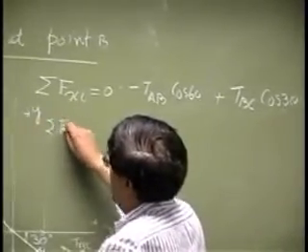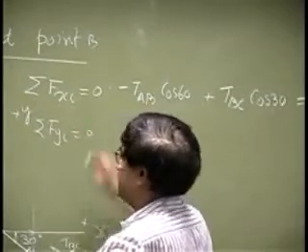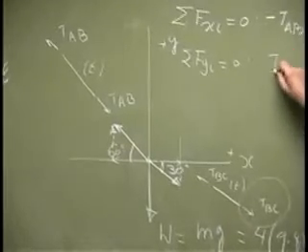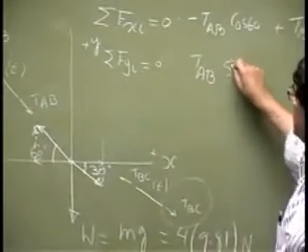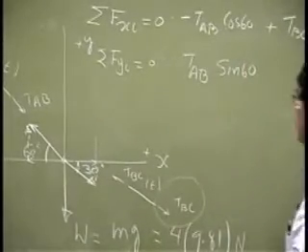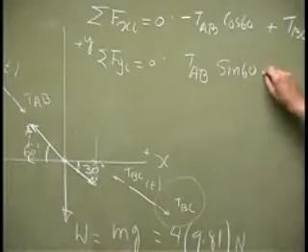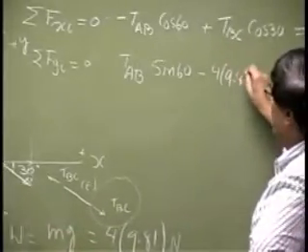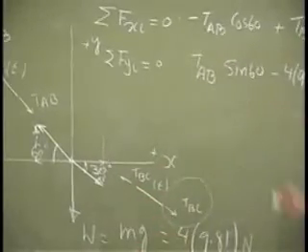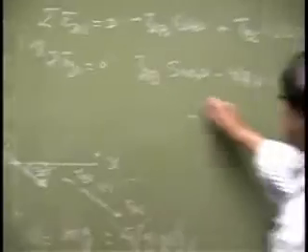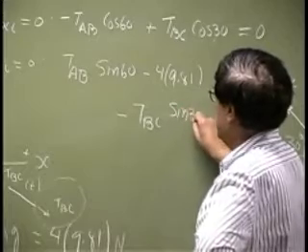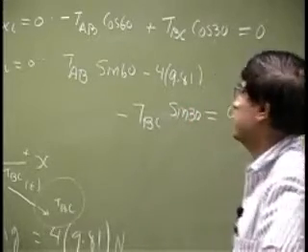Then we go and we look at y components. So we have this one as one of the components. You get TAB sine 60. It's going up. Then we have this force going down. So you have negative 9.81 times 4. Then you have this component that's also negative. So you get TBC, and that component is sine 30, and that goes to 0.